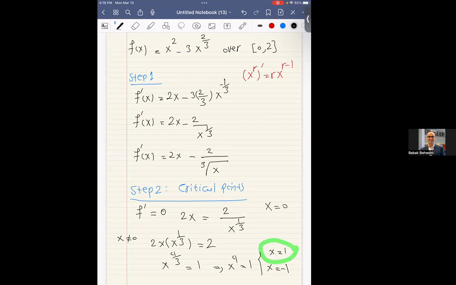So the critical points are x equal to 0 and x equal to 1. These are the critical points. And there is a coincidence. Here you have a coincidence, and that is one of the critical points is also an end point of this interval, because 0 is an end point. This is just a coincidence.